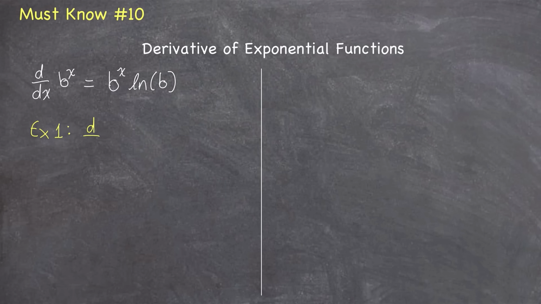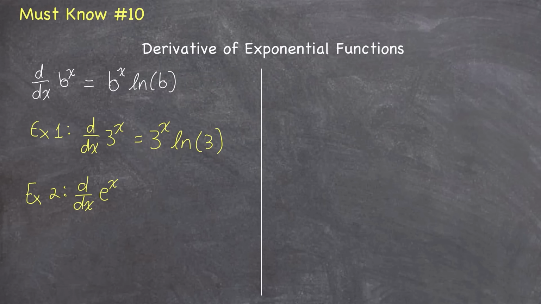Let's find the derivative of 3 to the power of x, and then let's do another example where we calculate the derivative of the natural exponential function e to the power of x. Well, for the first example, if I want to differentiate 3 to the power of x, the derivative rule tells me to keep the power exactly as it is, and then multiply by the natural logarithm of the base of the power. So multiply by the natural logarithm of 3. That's it. There's the derivative of that function.